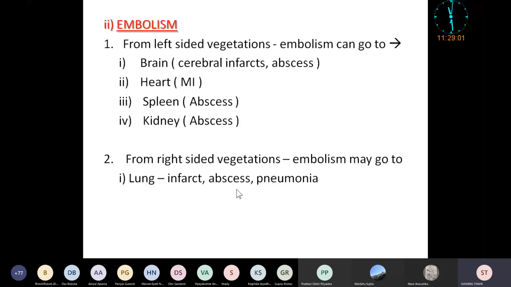Now, if the vegetation is on the right side of the heart, then the embolism will go to the lung. Okay, from the right side of the heart, from the right ventricle, through the pulmonary vessel, it will reach the lung. So in the lung, it may lead to infarction, then abscess formation, then pneumonia. Okay, a large part of the lung will be involved, so consolidation will be there, leading to pneumonia.